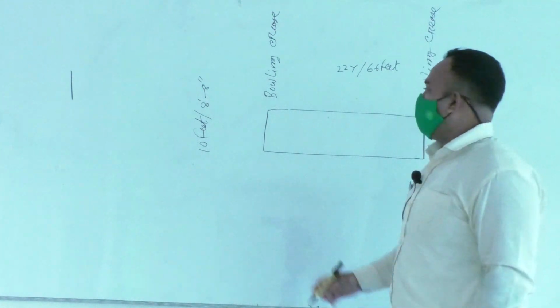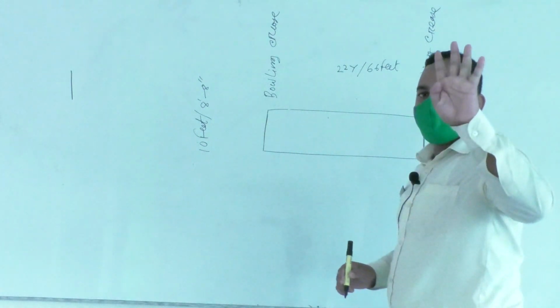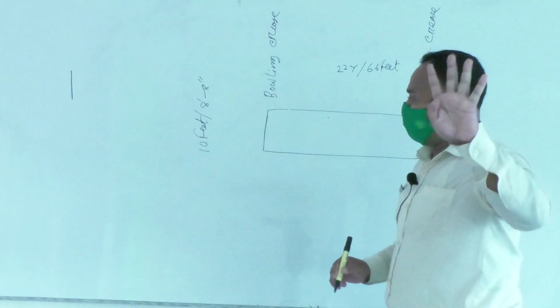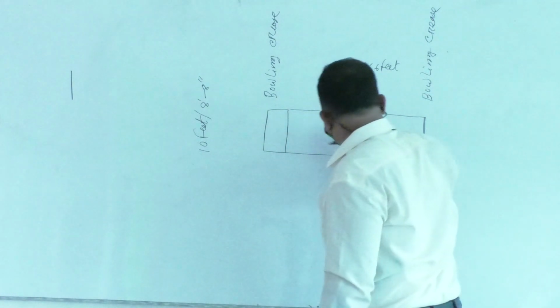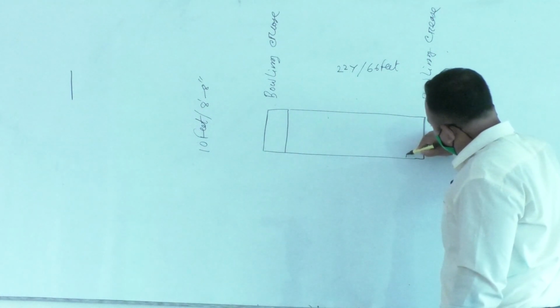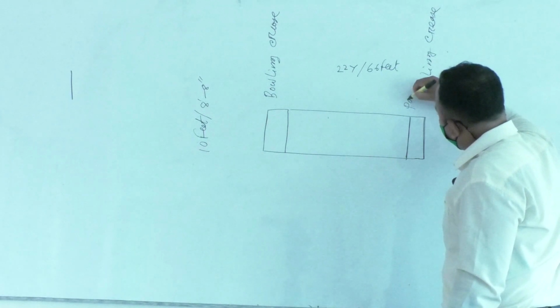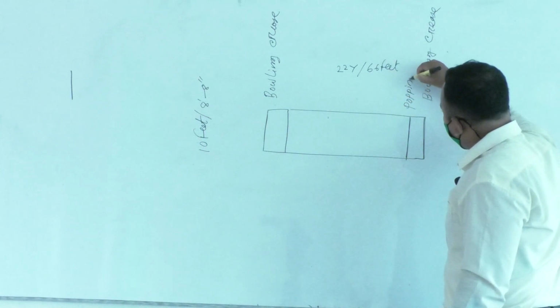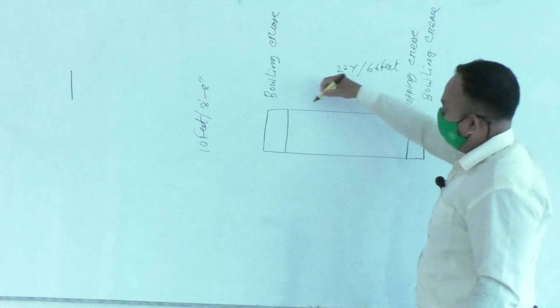The distance between the bowling crease and the popping crease is only 4 feet. It is called the popping crease.